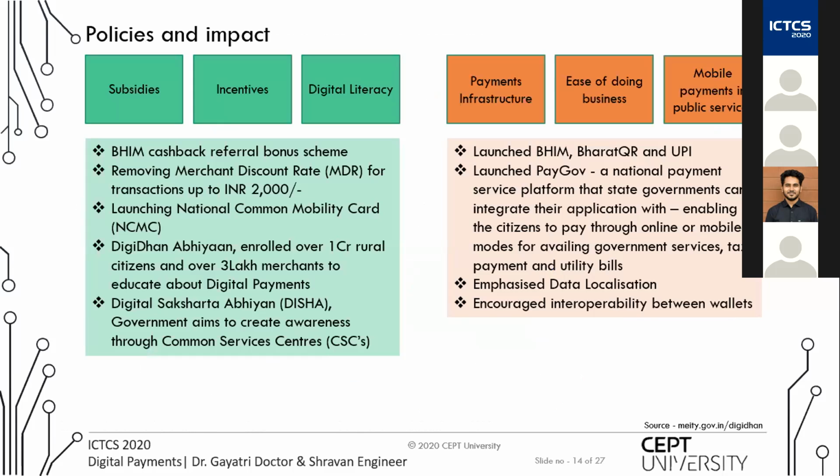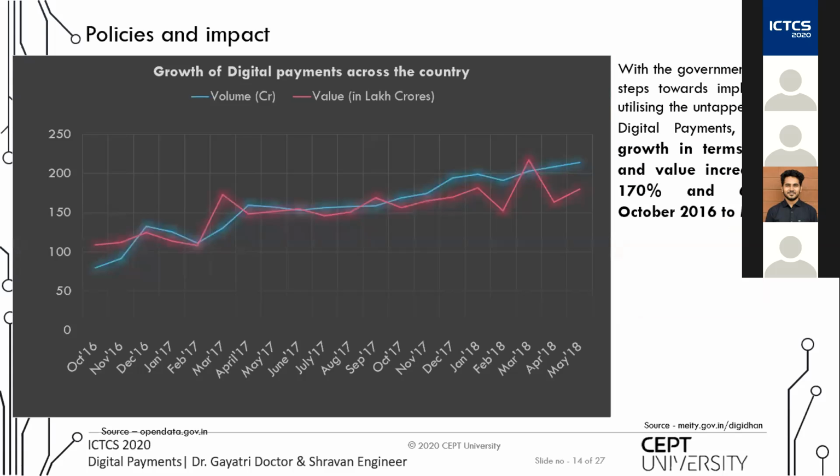So yeah, all these missions and initiatives have been backed by continuous support from the government by way of subsidies, incentives, digital literacy drives, and creating a robust payments infrastructure, which can be seen in the data from October 2016 to May 2018, where the volume and value of digital transactions rose almost 170% and 65% respectively.